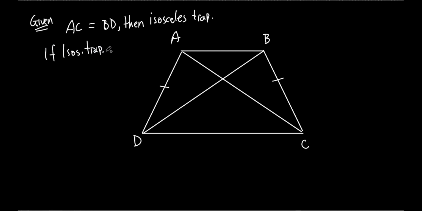If it's an isosceles trapezoid, then, okay, what's true? Then AC is equal to BD. See the difference? All right, they're converses of each other.